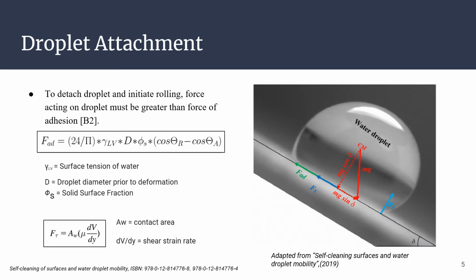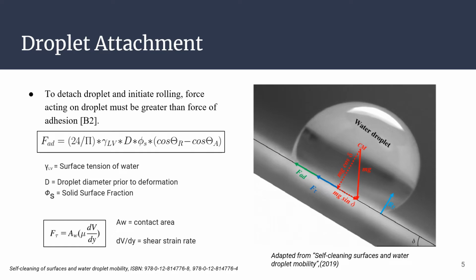In general, the force which causes droplets to move on a surface is gravity. There are some other strategies. For example, you can rotate a surface and you can make use of centripetal forces, but usually motion is driven by mg sine delta, as you can see in the diagram here. And there are two main forces which counteract droplet movement, which are the force of adhesion and the shear force, which you can also see here.